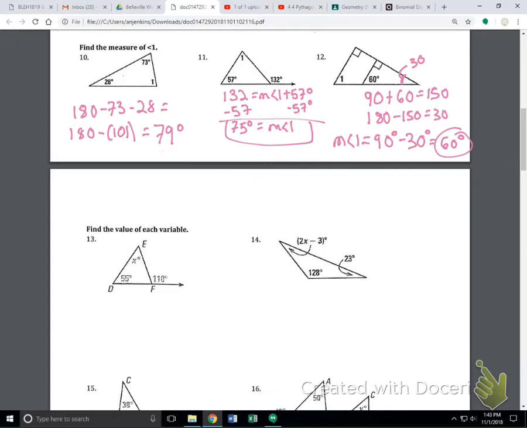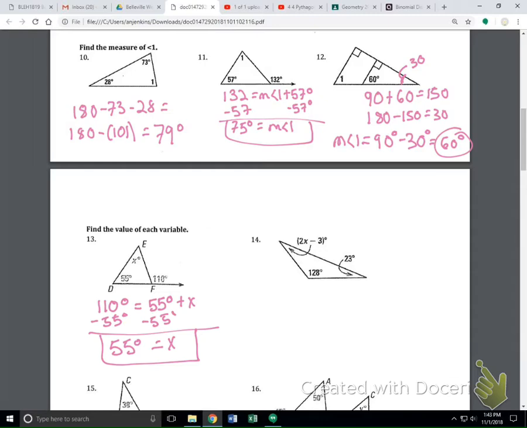So for question number 13, it's the same design as the other ones with the exterior angles. So we know that the value of the exterior angle is going to equal the sum of our two interior angles that are not adjacent to it. So we have 55 degrees plus x. We want to solve for that x, so I'm going to subtract 55. When I subtract 55 degrees from both sides, what value do I get? It's just going to be 55 degrees. So 110 minus 55 is 55.